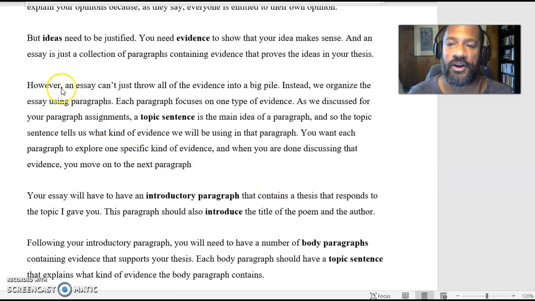Now, then I say here, however, an essay can't just throw all the evidence into a big pile. Instead, we organize the essay using paragraphs. And so organization is something that we understand very well, right? We do this all the time in our own lives. If you want to organize your clothes in a dresser drawer, you say, look, all the socks go in one drawer, all my t-shirts go in another drawer, all my shorts go in another drawer, right?